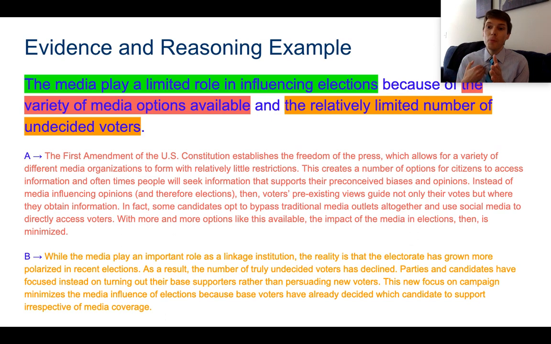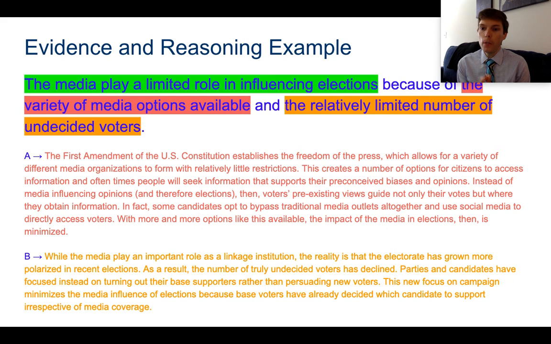Okay, and that also helps me in my response to stay grounded in the claim that I make. Okay, let's look at my second justification along with my second piece of evidence. While the media play an important role as a linkage institution, the reality is that the electorate has grown more polarized in recent elections. As a result, the number of truly undecided voters has declined. Parties and candidates have focused instead on turning out their base supporters rather than persuading new voters.